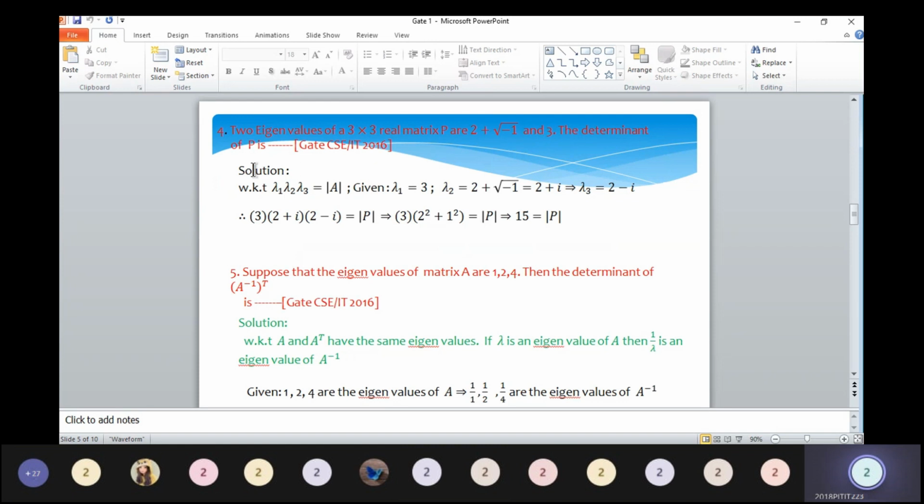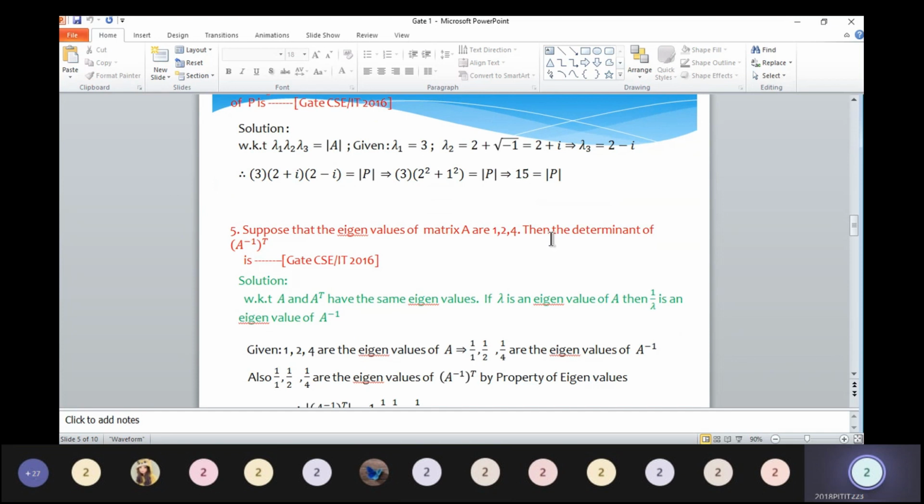The determinant of the matrix is definitely the product. (a plus ib) into (a minus ib) is a square plus b square. 2 square plus 1 square, that is 4 plus 1, 5. 5 into 3 is 15. So that is the product of eigenvalues, that is the determinant of the matrix. So 15 is the answer.